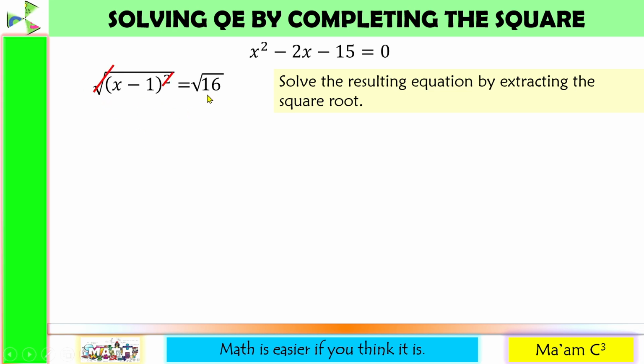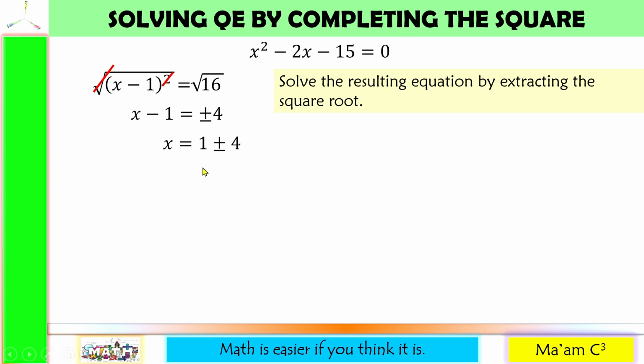And since our c here is greater than 0, then we have two possible roots, positive and negative. And the square root of 16 is 4. So we have x minus 1 is equal to positive and negative 4. Let us solve for x. Let us move negative 1 to the other side. It will become positive 1.